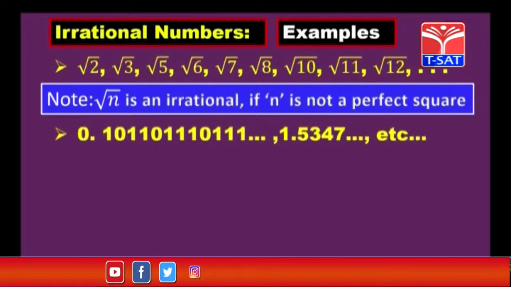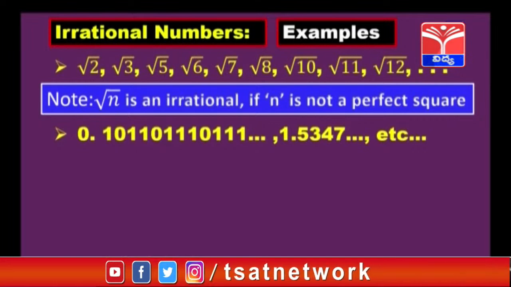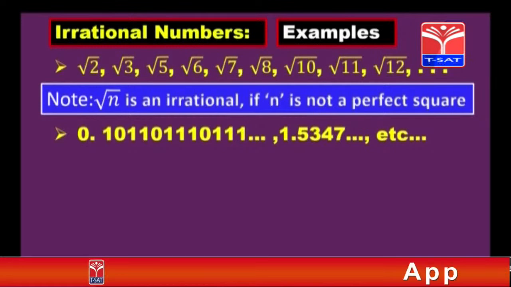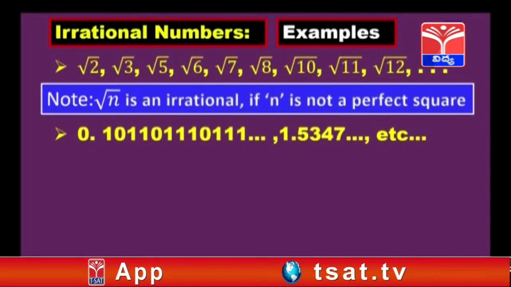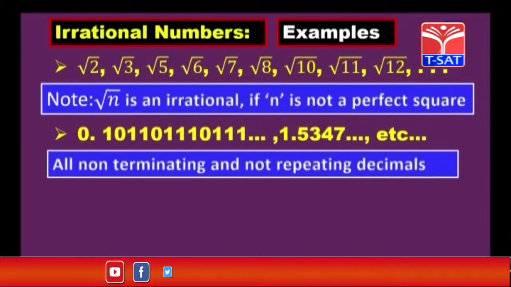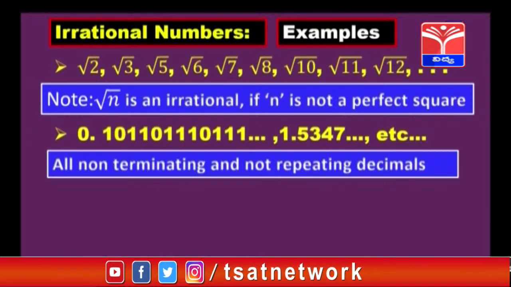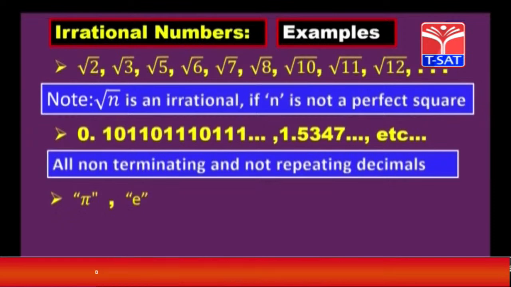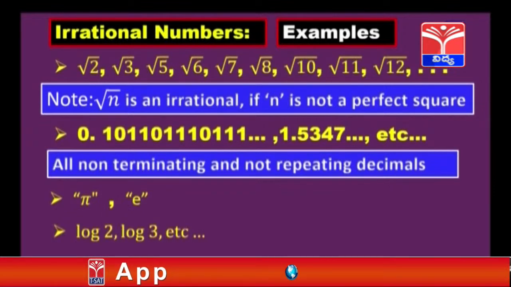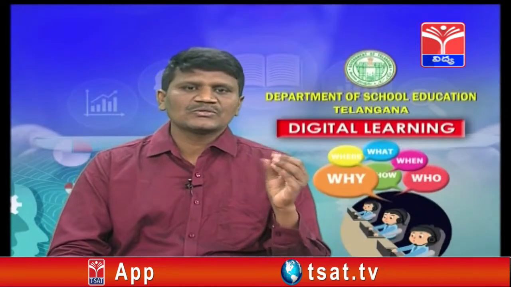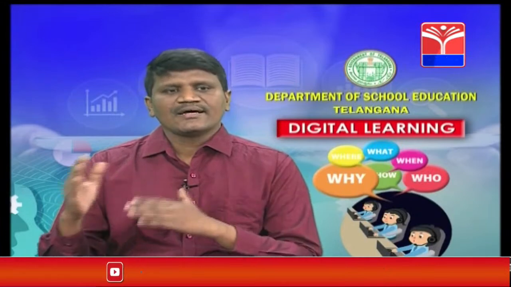A second type of example: 0.10110111011110 and so on is a non-terminating non-repeating decimal, and 1.5347 and so on is also a non-terminating non-repeating decimal. So all non-terminating and non-repeating decimals are examples of irrational numbers. Also pi and e, and log 2, log 3, etc. You are going to learn about log 2, log 3 and e in the next class.